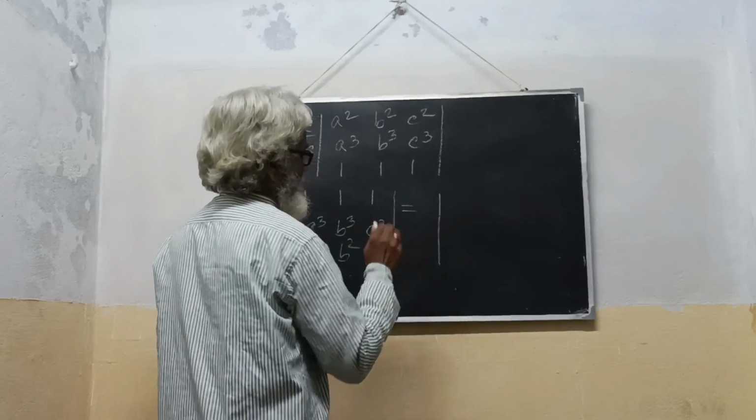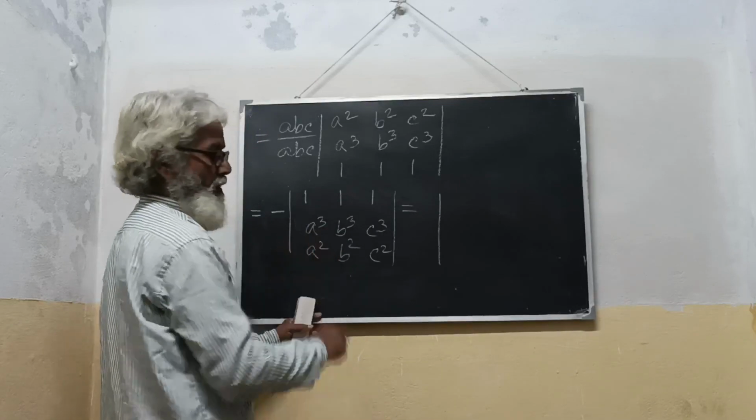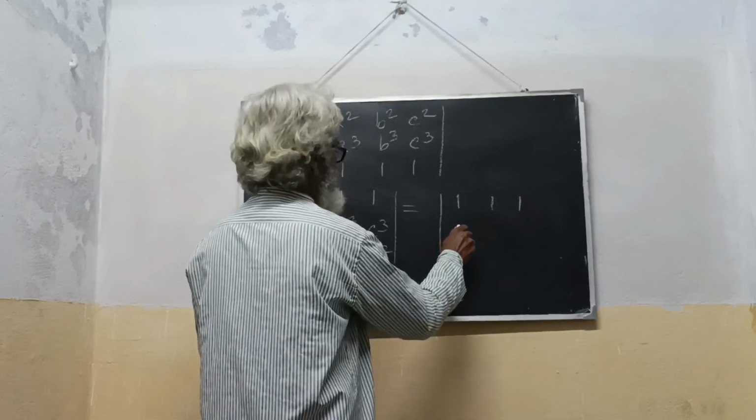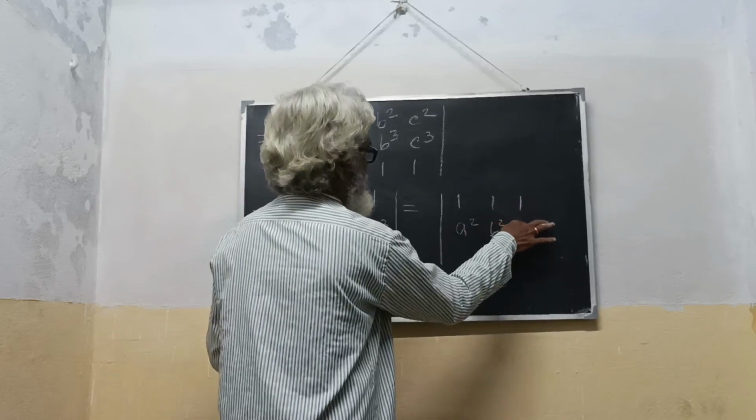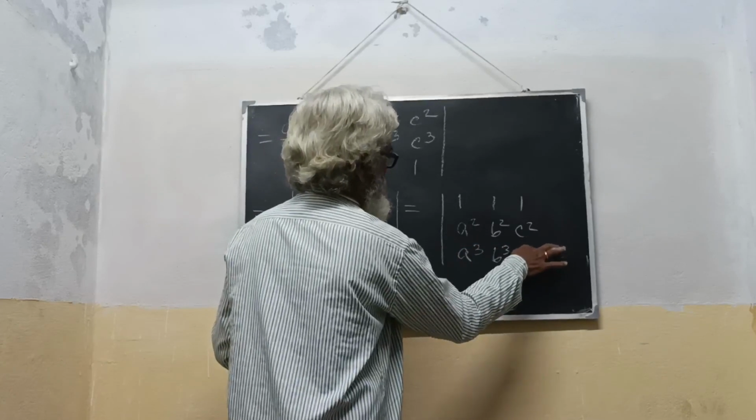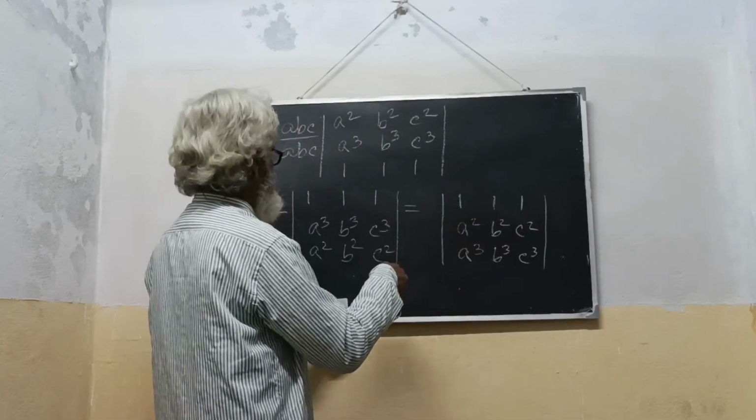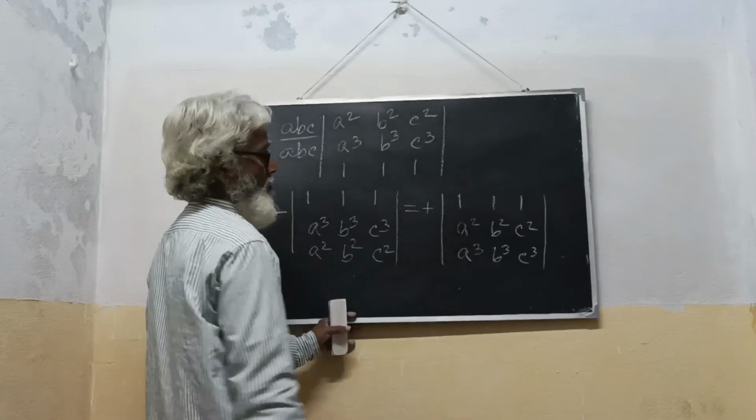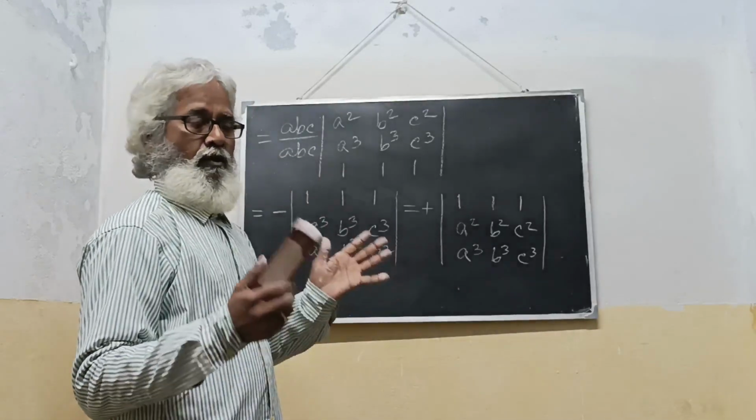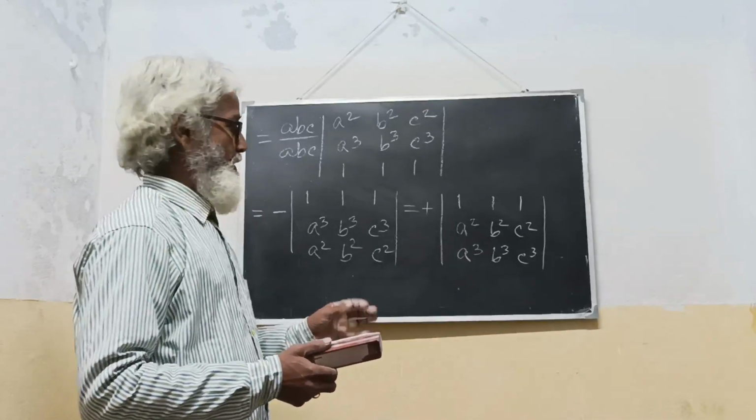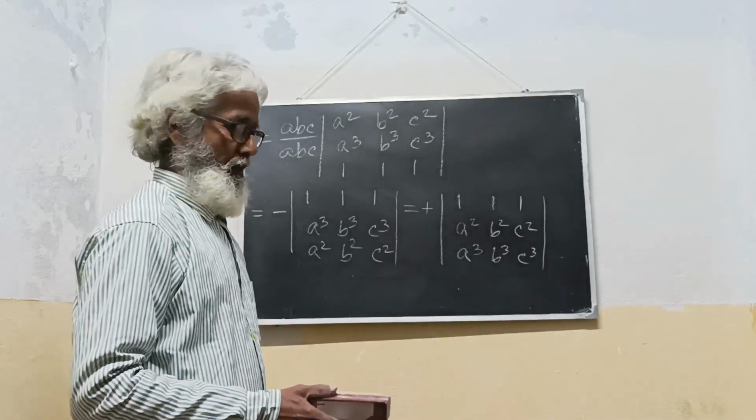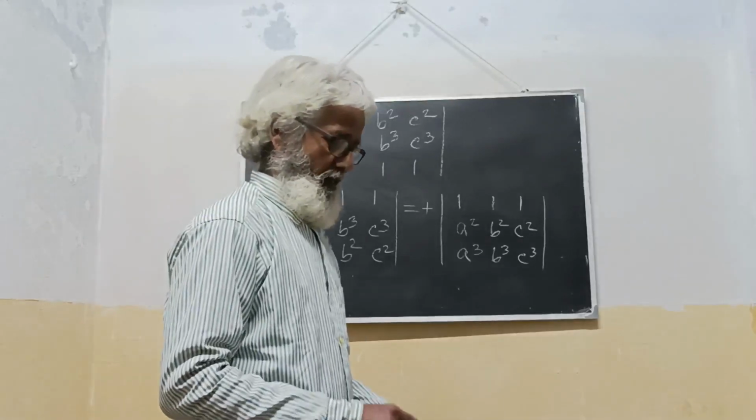Now again you interchange the elements of second and third rows. 1, 1, 1, A square, B square, C square, A cube, B cube, C cube. So you will get another minus. There is a minus, so it will make you plus. That was our problem, and we have already used our property which was learned earlier, and this determinant converts to another determinant by using all those properties. Write this first.